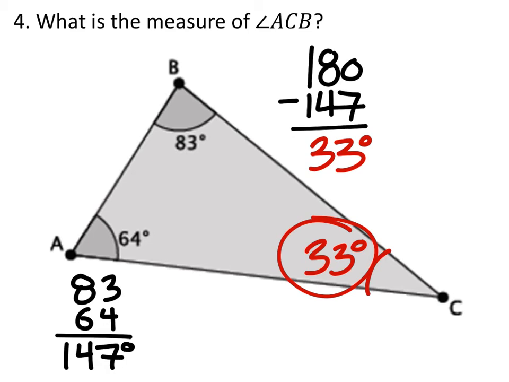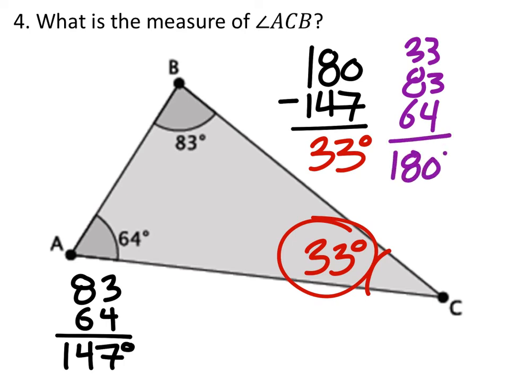Now we may ask, how do we know it's 33 degrees? Because if I were to take these three angles, 33 degrees, 83 degrees and 64 degrees, they would add up to 180 degrees, which we know now: all three interior angles of a triangle have to add up to 180 degrees.